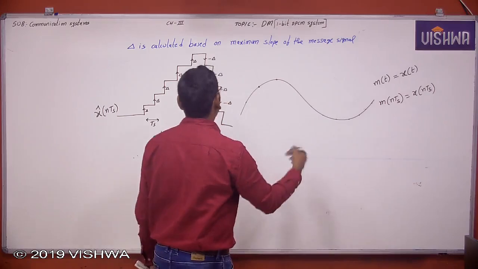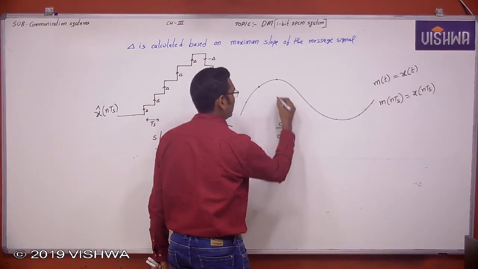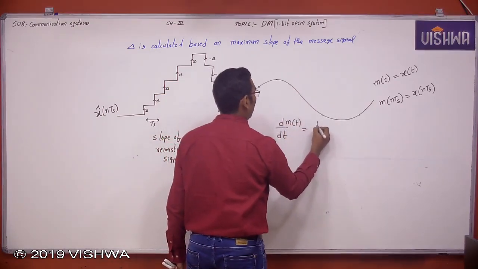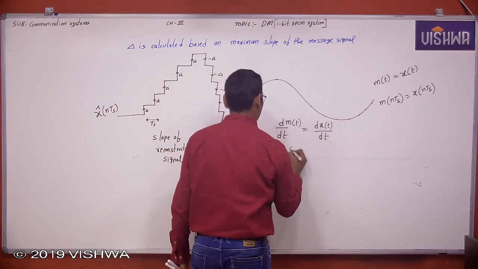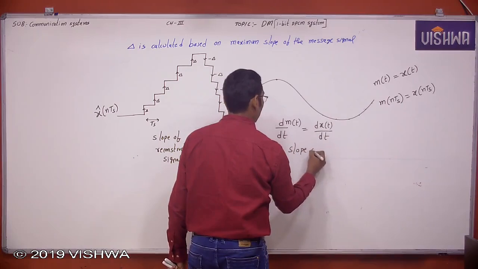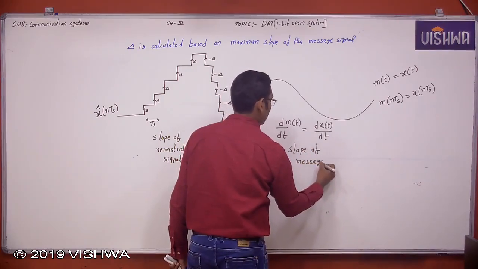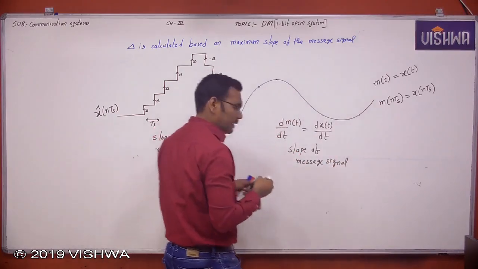Now what is the slope of this message signal? It is the change in y-axis, continuously varying with respect to time, dm of t by dt, or dx of t by dt. This is the slope of the message signal, and this is the slope of the reconstructed signal.